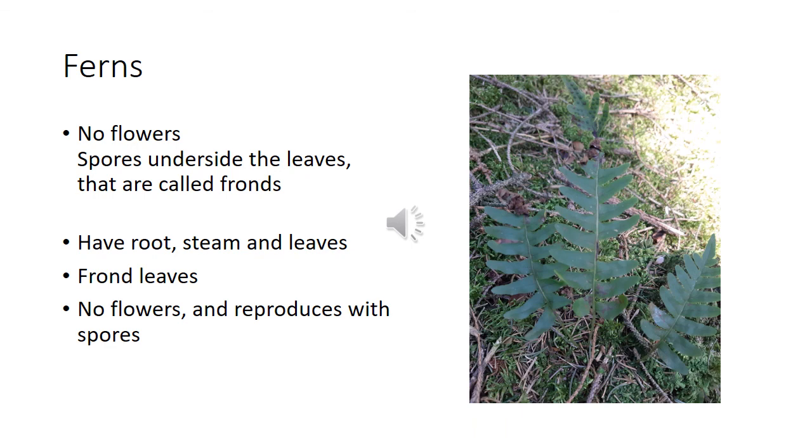Cambridge doesn't go into as much detail with the plants as they do with the animals, but they do have a short section on ferns and flowering plants. The difference between ferns and flowering plants is that ferns don't have flowers, and they carry the spores underneath the leaves. These leaves are called fronds. They usually have roots, stem, and leaves, so structurally they might look a lot like flowering plants.